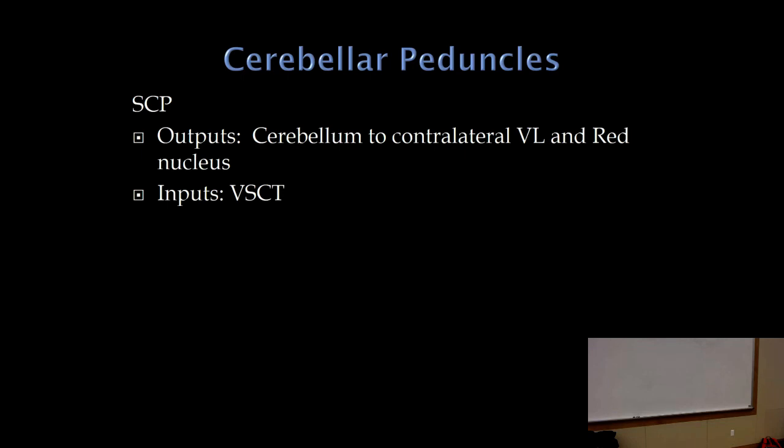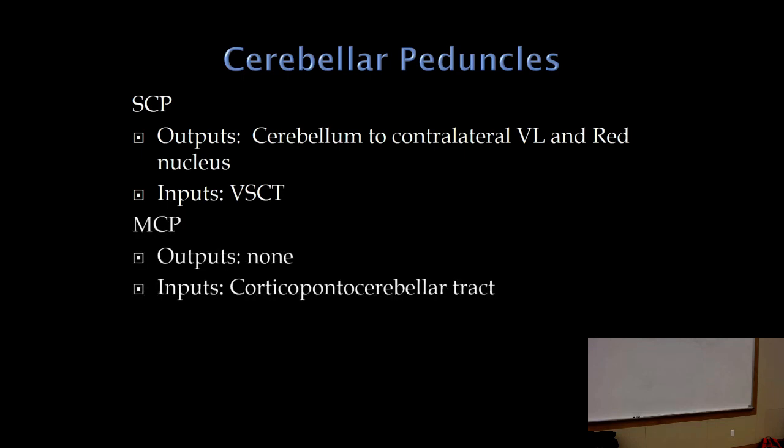the superior cerebellar peduncle. Okay, the middle cerebellar peduncle is the easiest one to remember because it's just one pathway, and that's the corticopontocerebellar tract. So this is 100% afferent, and actually it turns out that the cerebellum is getting in about 40 times more information than it's sending out. In general, the cerebellum is receiving lots of information.